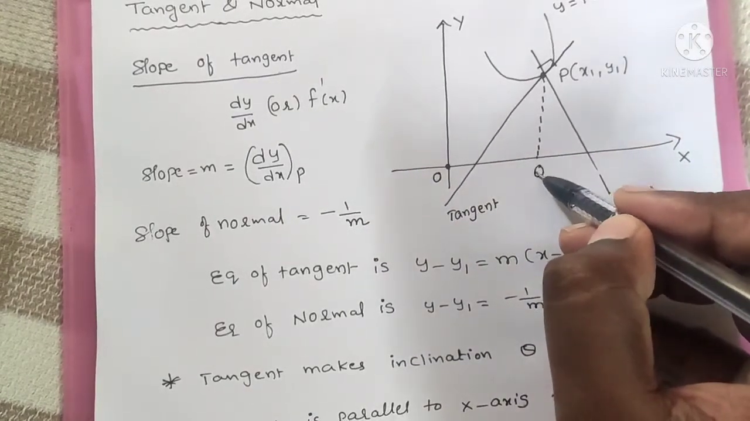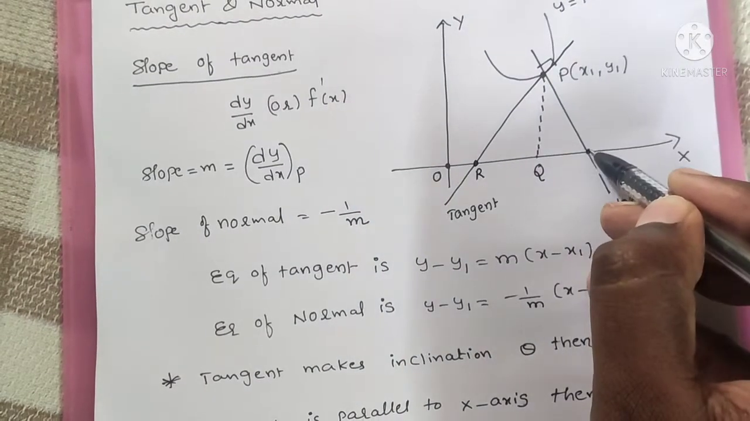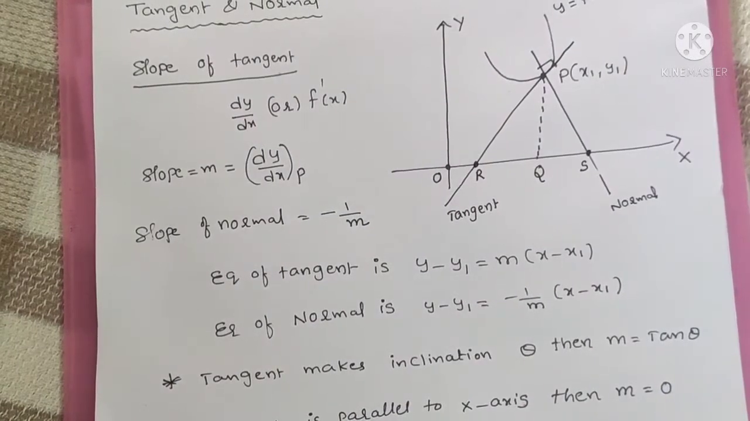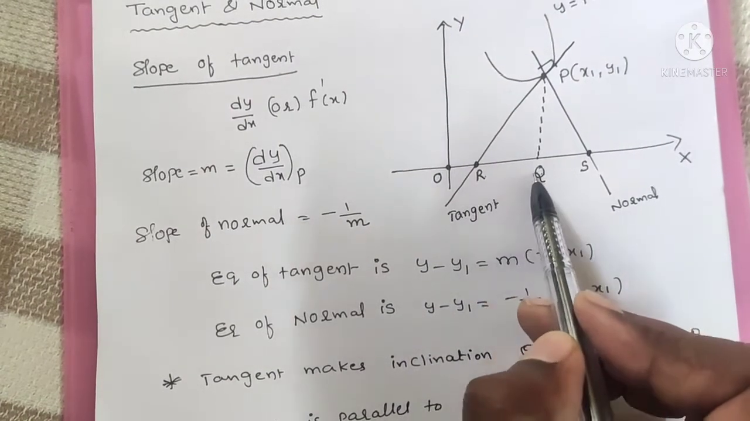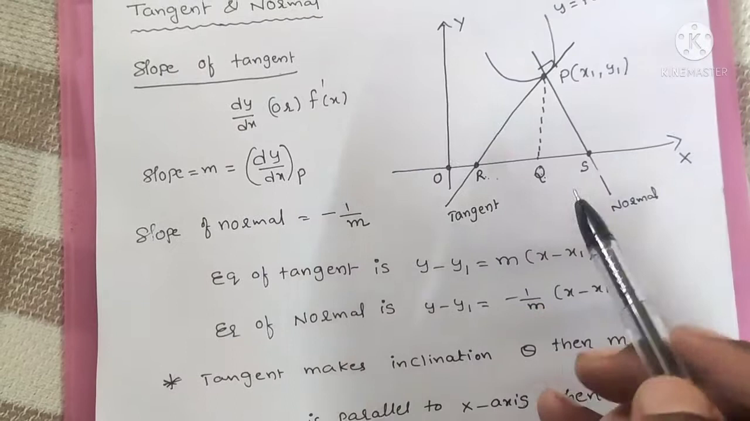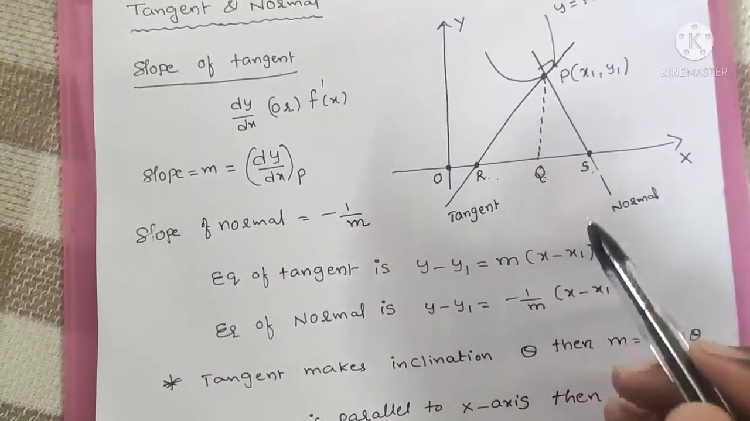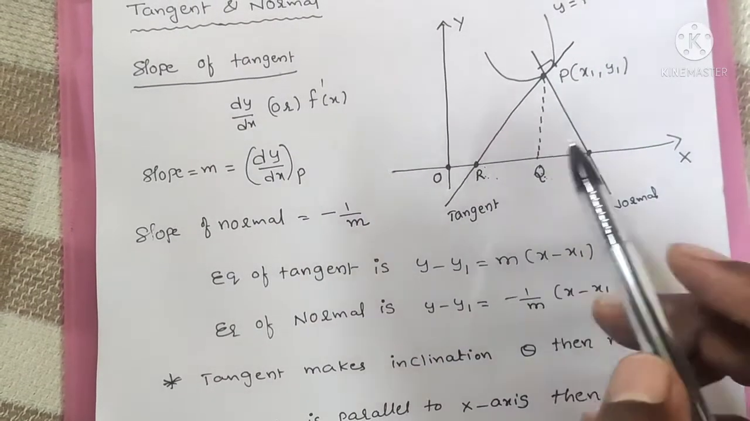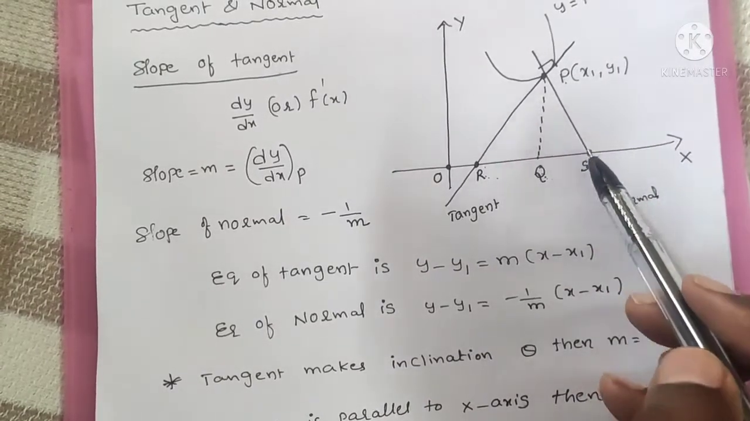This is Q. This is R. This is S. Okay. Now P, Q, R, S. Then this RQ is the length of the subtangent. QS is the length of the subnormal. PR is the length of the tangent. PS is the length of the normal.